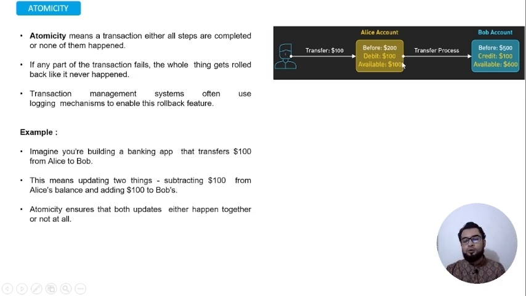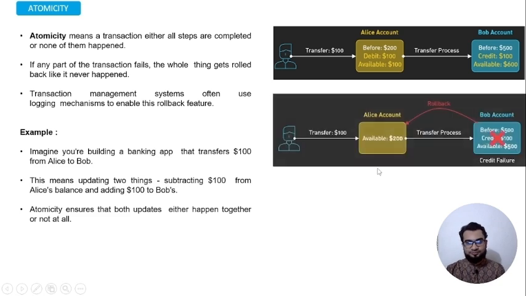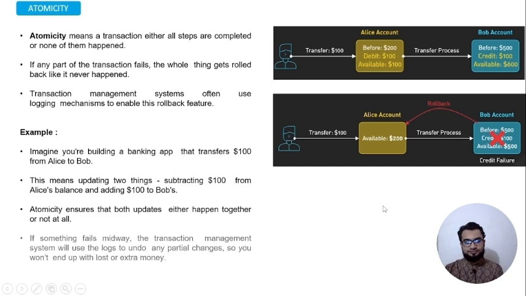That means both of these update operations should happen, with no error and no failure. If any operation in the transaction fails, like if Bob's account update fails, then Alice's update also rolls back. So here is an image that clearly explains that if the credit fails to be added to Bob's account, it will be rolled back, and Alice's account will keep the previous balance. So we don't have to worry about losing extra money.